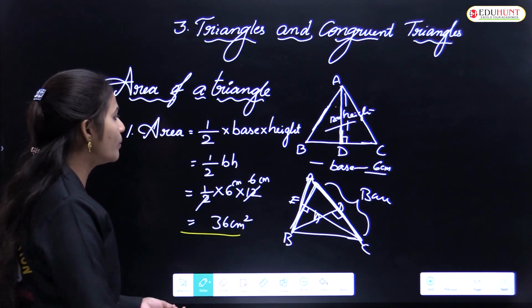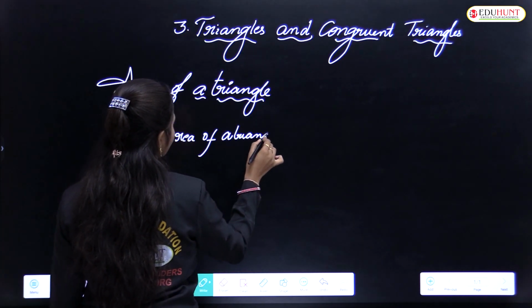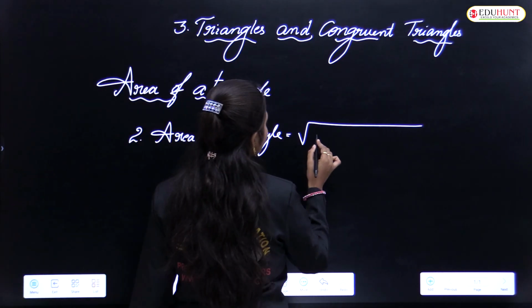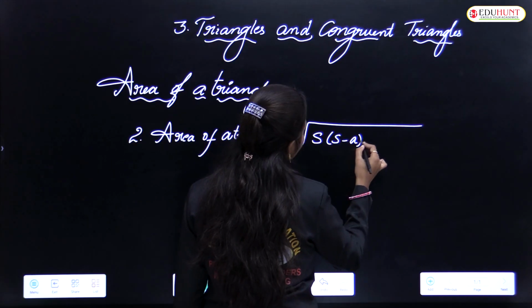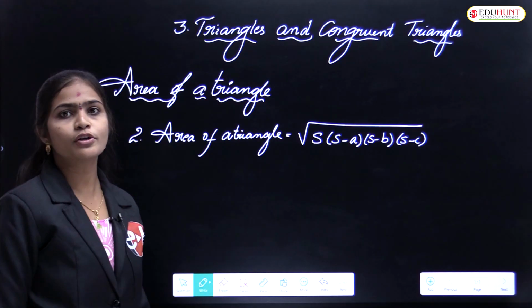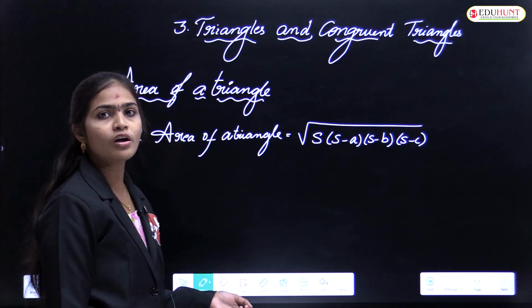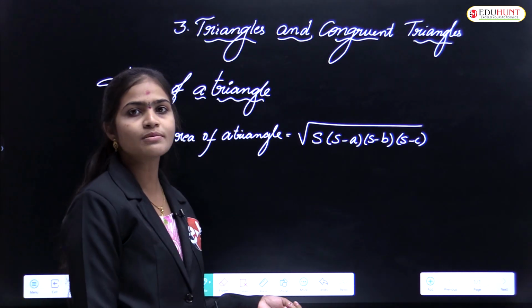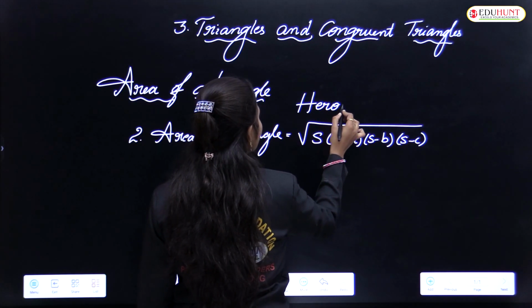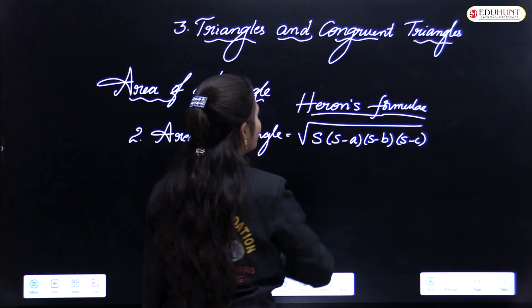We have one more formula. Here is another formula: area of a triangle is equal to the square root of S into S minus A into S minus B into S minus C. So this is another formula to find the area of a triangle. Who gave this formula? This is given by Heron. So we will call this one Heron's formula.